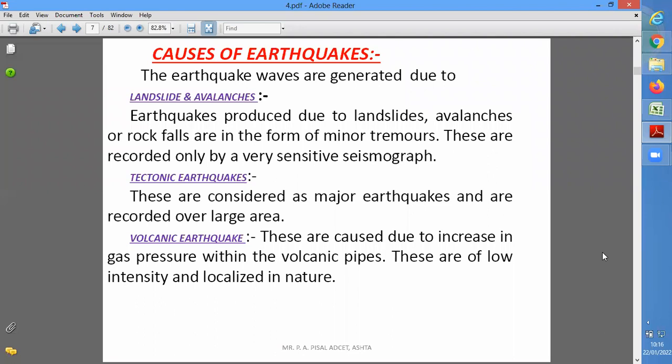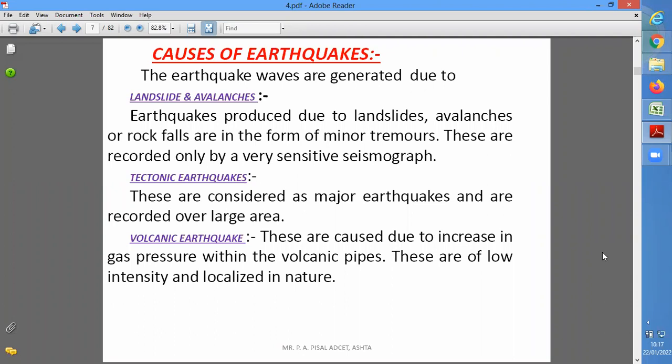from below the earth, the volcanoes or magma try to come upward, so it continuously creates pressure towards the earth surface, and due to that pressure, the earth surface gets vibrated, and those vibrations are considered an earthquake. So these are caused due to an increase in gas pressure within the volcanic pipes.